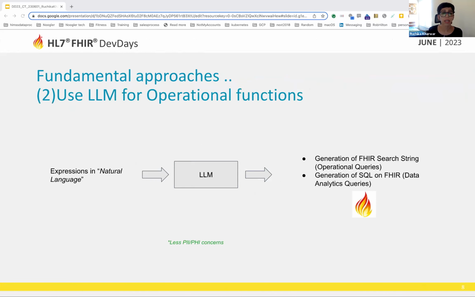Since that's out of the way, the second approach that I have, which does not include using FHIR data directly with an LLM API, is leveraging LLMs to generate the FHIR search string or generate the SQL and FHIR. Because as I mentioned, I think there may be many people like me who don't want to do those tasks. So this approach helps translate the natural language question to a form a FHIR server or SQL analytics server can understand. Needless to say, I think this approach alleviates some of the PII, PHI concerns.